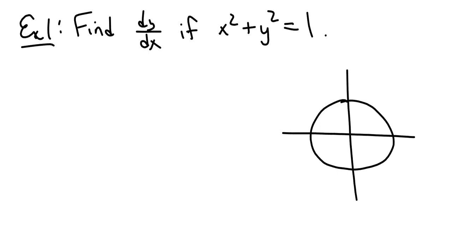So step 1 says that we take the derivatives of both sides with respect to x. Well, the derivative of the right side with respect to x is easy.